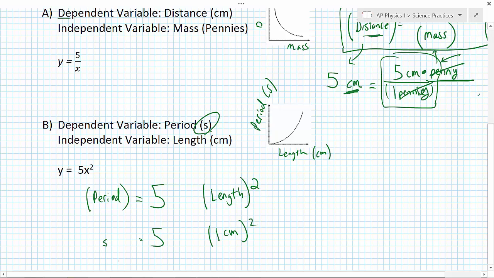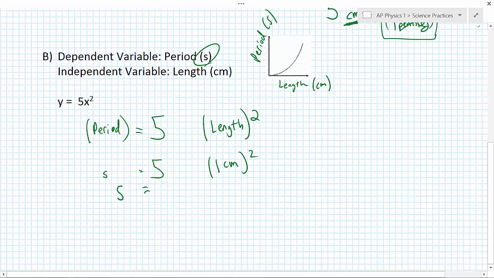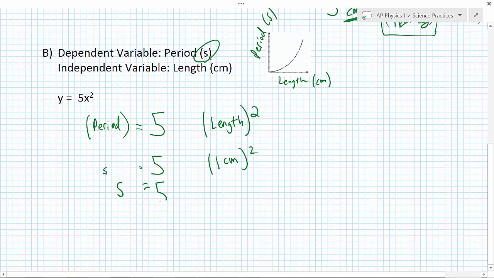Okay, so I'm going to try to get seconds is equal to 5 times some unit times 1 centimeter, and I square this and I get 1 square centimeter. And so I want seconds to come out of this, some number. 5 times 1 is going to be 5. And so 5 seconds is equal to 5, and I need some unit combination.